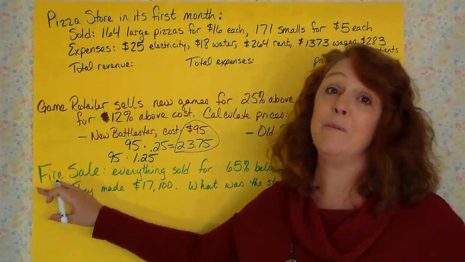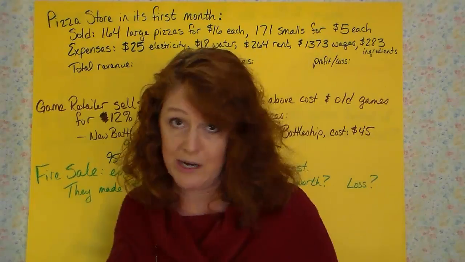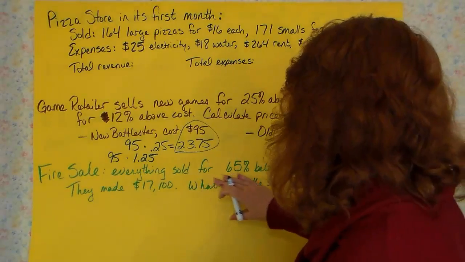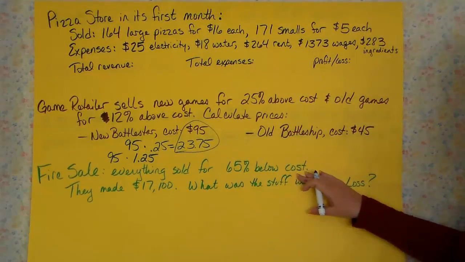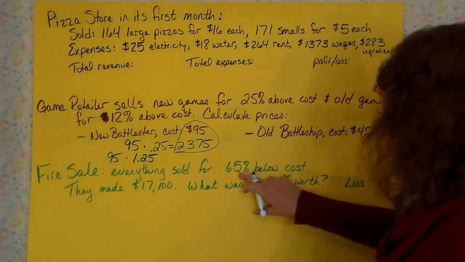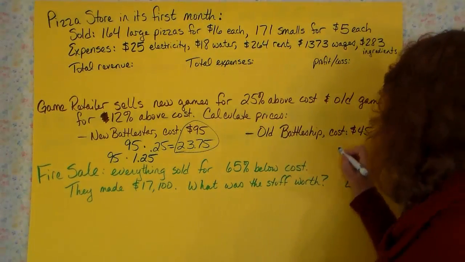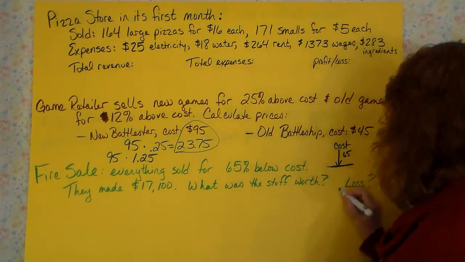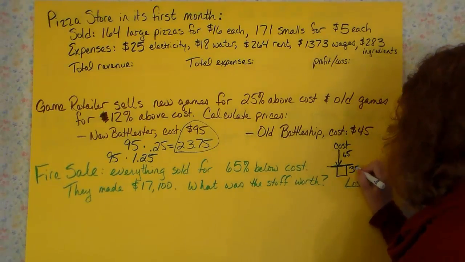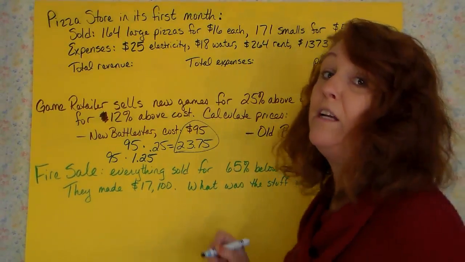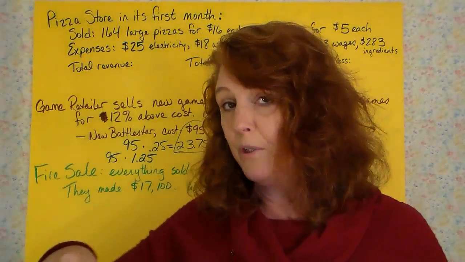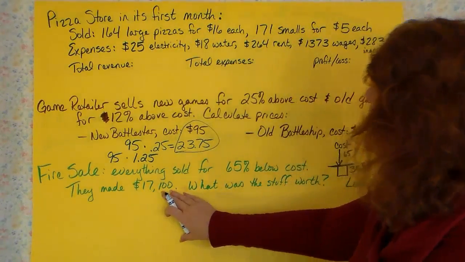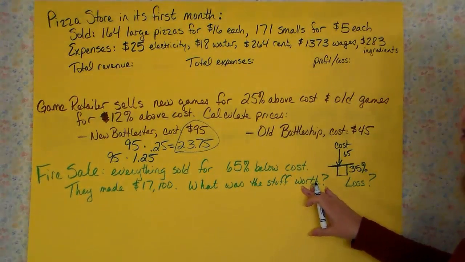Now we have a fire sale. A fire sale means everything must go, and we're drastically discounting prices. They took everything in their store, and everything sold for 65% below cost. Now, 65% below cost means if this was the cost, they went down 65% and they sold it here. It's only 35% of what it used to cost. They made $17,100. What was the stuff originally worth?